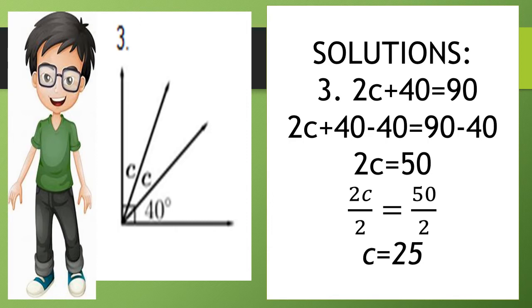After that, we apply the division property of equality, which means 2c divided by 2 is equal to 50 divided by 2. We simplify 2 divided by 2, that is 1. What is left is c. Then 50 divided by 2 is 25. And every c measures 25 degrees. So 25 degrees plus 25 degrees is 50, plus 40 is 90 degrees. So the total measurement of the angle in number 3 is 90 degrees.